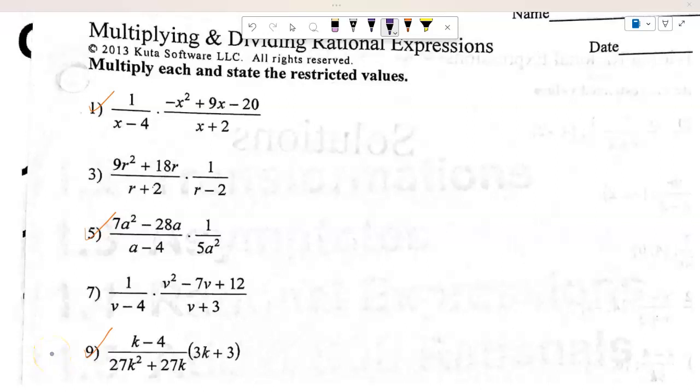Multiply each and state the restricted value. So if you look at the first rational, 1 over x minus 4, you can't do anything with this. If you look at the second rational, we have x plus 2. Since we don't want to work with a negative, I'm going to factor the negative, so you have x squared minus 9x, and you're going to see why right now, plus 20.